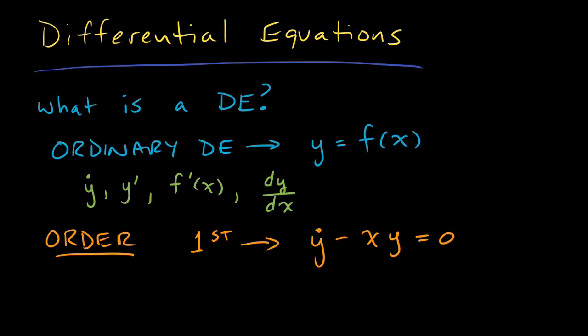That is a first order differential equation. A second order differential equation might be something that looks like 2y double dot, so that's a second derivative, minus 3y dot, so that's 3 times the first derivative, plus x, right? Remember, y depends on x, and let's say that equals 5. So that is a second order differential equation.